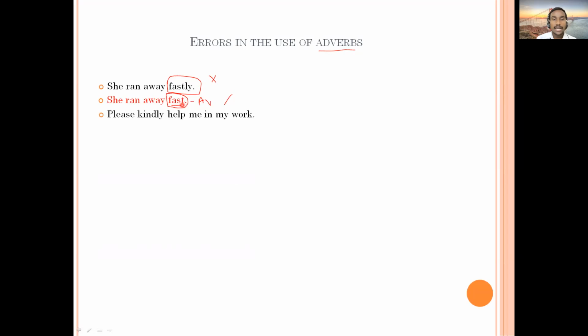Second: please kindly help me in my work. What do you think is wrong with this sentence in terms of adverbs? Kindly. What is wrong with kindly? The ly suffix should not be there. Please kind help me in my work.